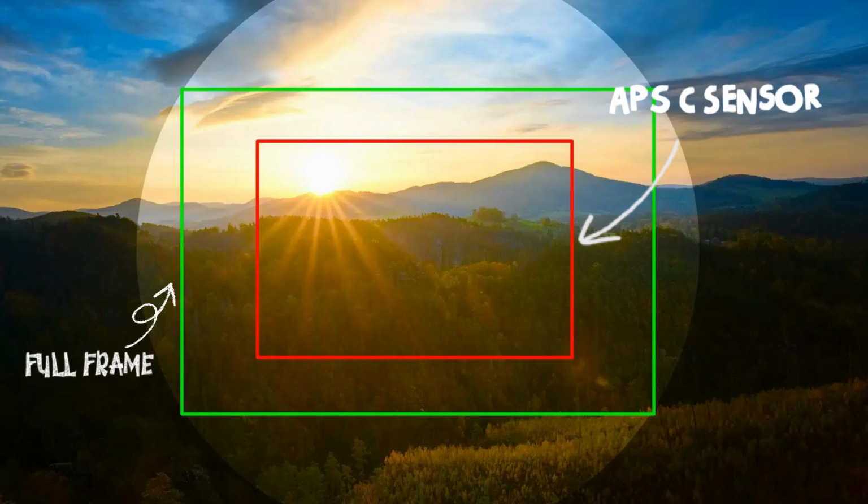A 35mm on a full frame camera is going to look like a 35mm. But if you put a 35mm on an APS-C sensor camera, it's going to be a little more cropped. So a 35mm would look like a 50mm. Does that make sense?